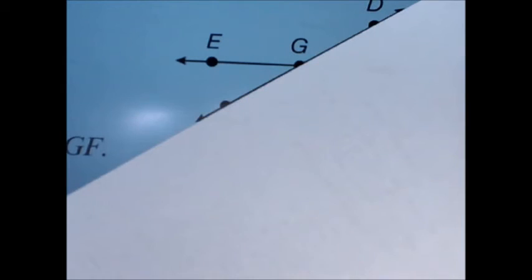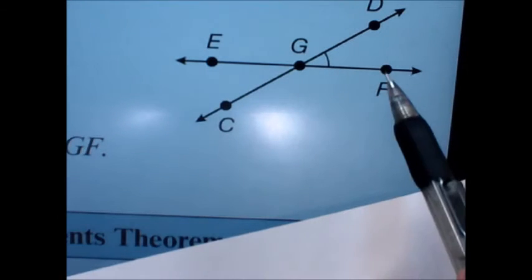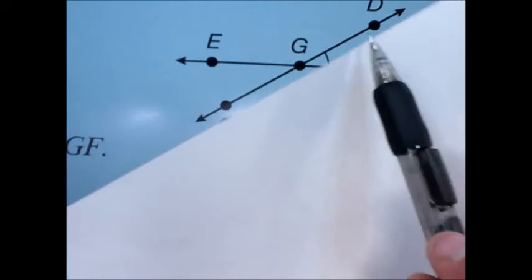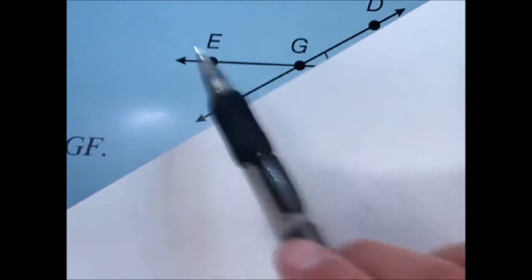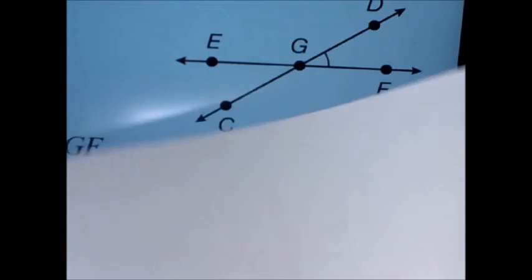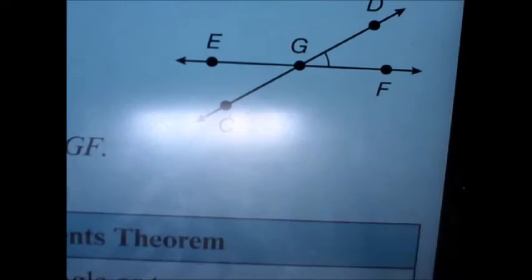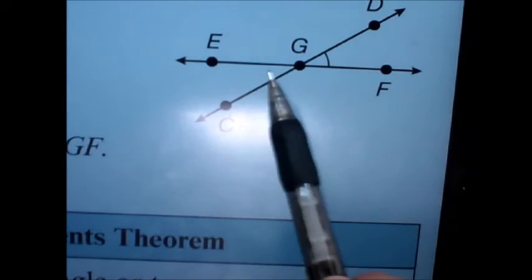If I did this, I could again say that CGE is congruent to DGF because they are supplementary to this big angle right here. Because if I draw a straight line, see they're supplementary. I can do the same thing this way and this way.